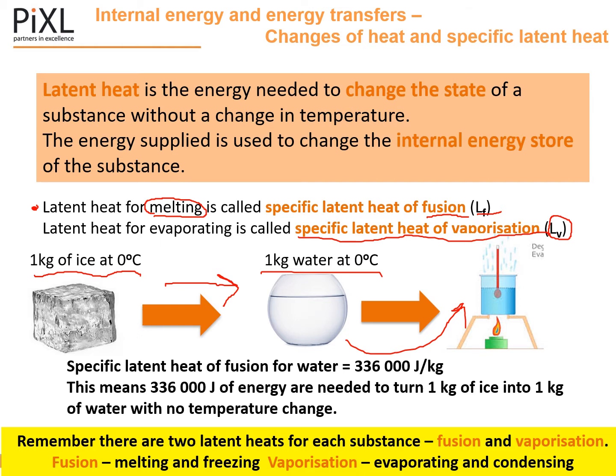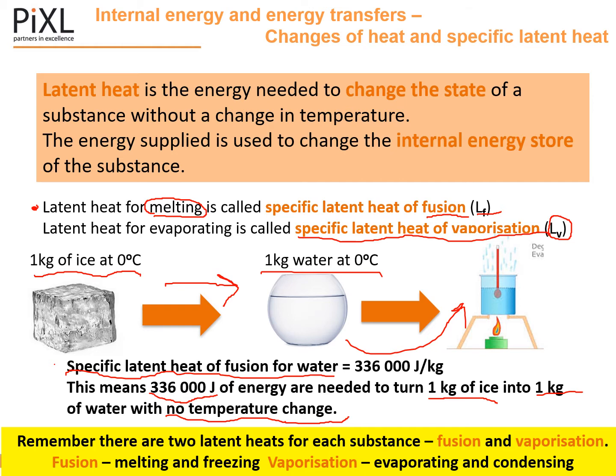Now, to put it into context for you, the specific latent heat of fusion for water is 336,000 joules per kilogram. What that basically means is that you are going to need 336,000 joules of energy to turn 1 kilogram of ice into 1 kilogram of water with no temperature change. So literally what you're trying to do is break the bonds from the solids going into a liquid. So that's where latent heat comes from.